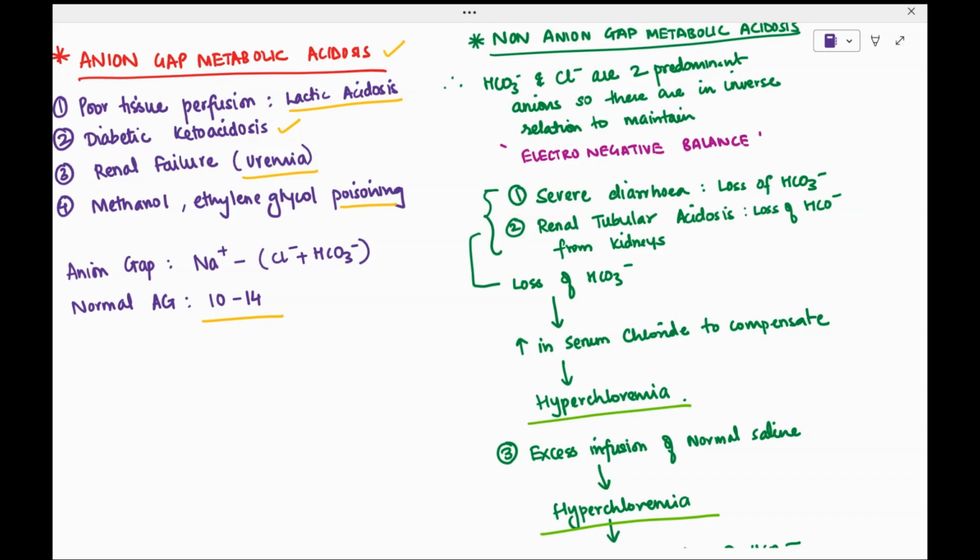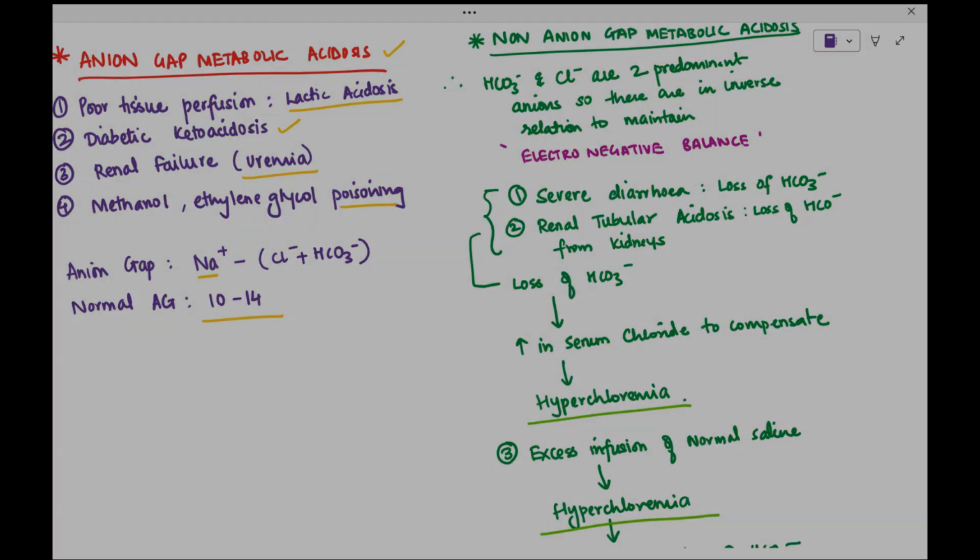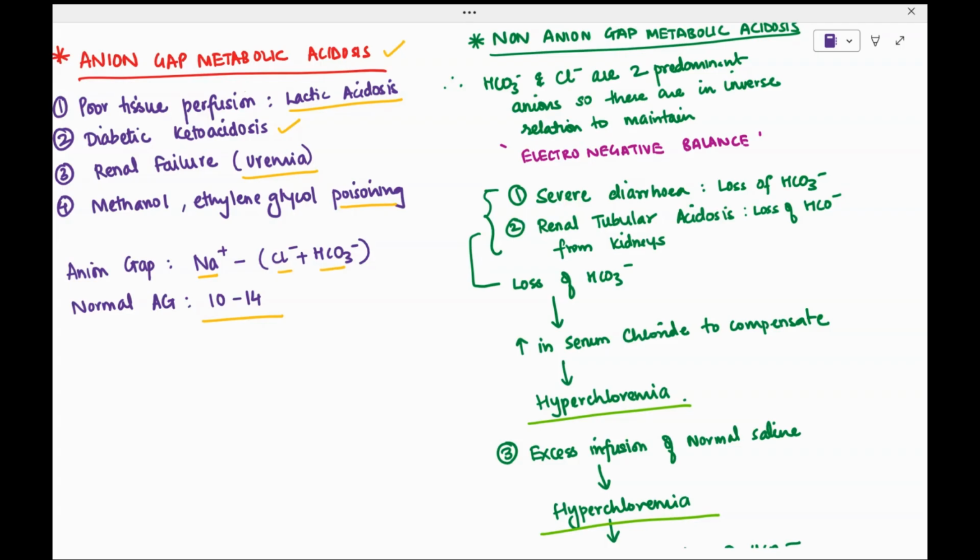Because potassium is mainly intracellular, among the positive ions we use sodium, and among the negative ions the main two primary anions in the body are chloride and bicarb, which are maintaining the electronegative balance. So we are using them in the calculation of anion gap.